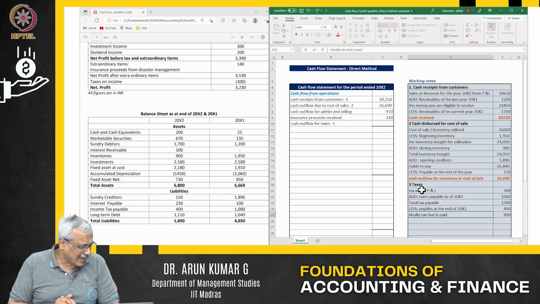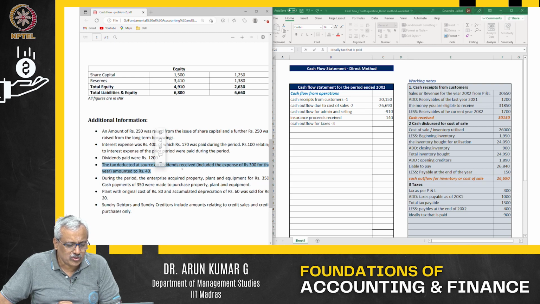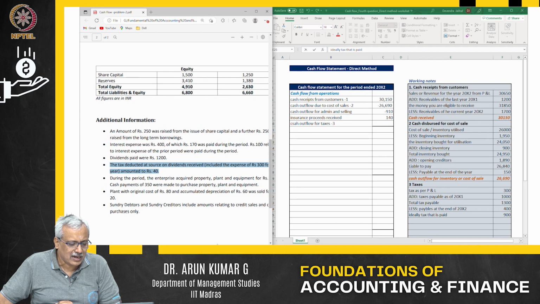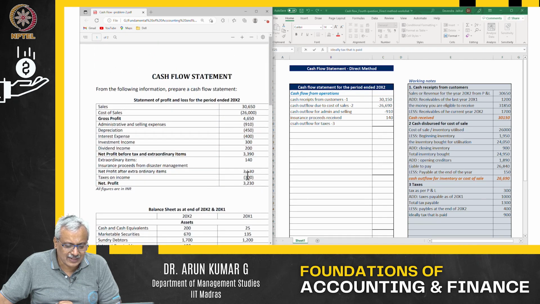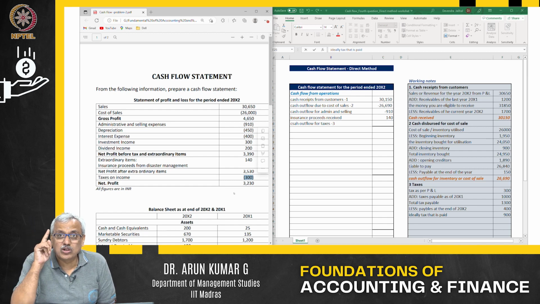But there is a small catch here. Go to the note out here. In the note, what I am highlighting, please note: tax deducted at source on dividend received, included in the expenses of 300 for the year, amounted to 40. So, that means what? This $300 includes the tax that is deducted at source by the fellow who has given you dividend.